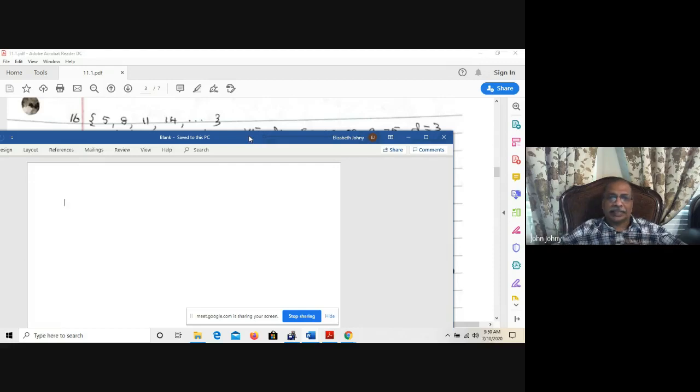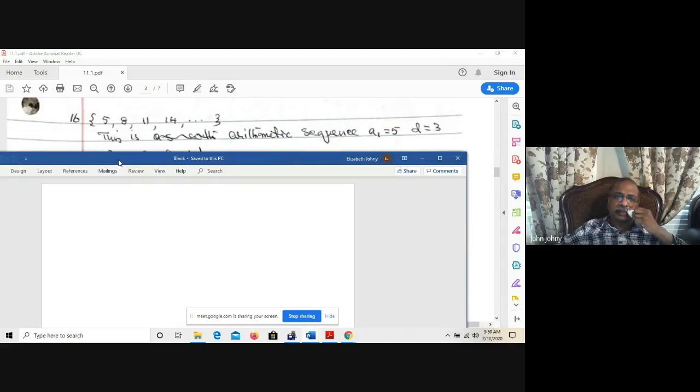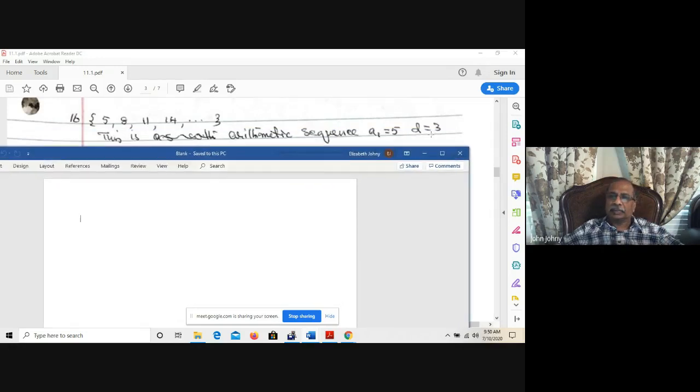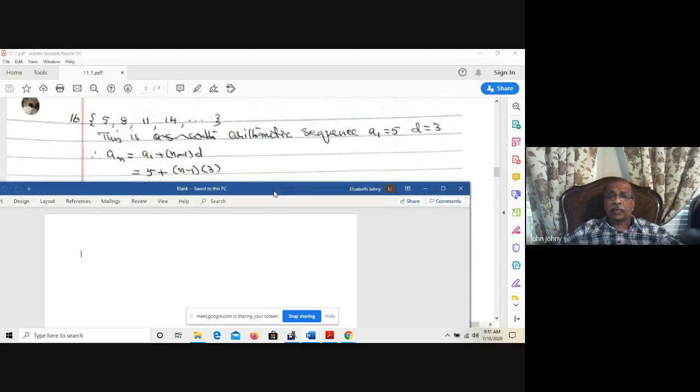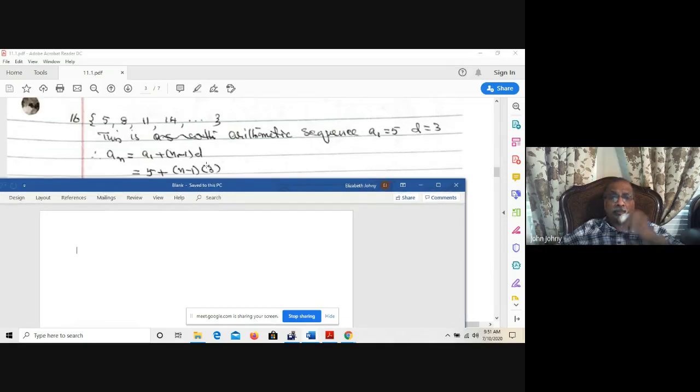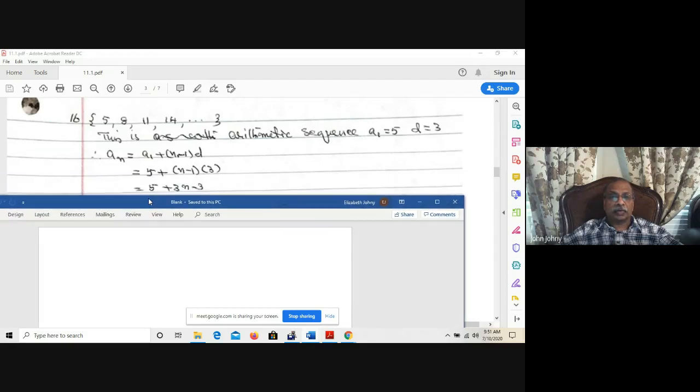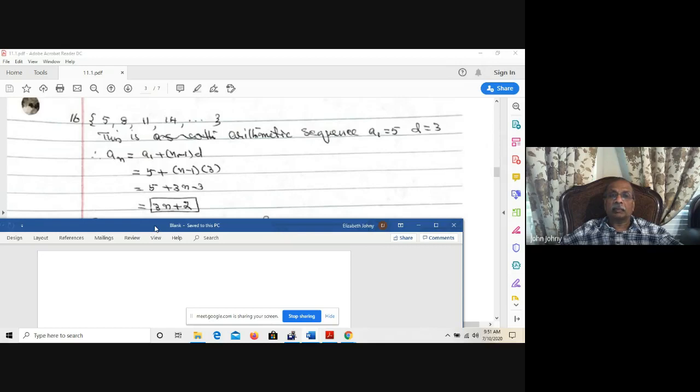5 plus 3 is 8, 8 plus 3 is 11, 11 plus 3 is 14. So this is an arithmetic sequence where the first term is 5 and the common difference is 3. The formula for the nth term is a1 plus (n minus 1) times d, as you recall from algebra. So a1 plus (n minus 1) times d is 5 plus (n minus 1) times 3, that is 5 plus 3n minus 3, that is 3n plus 2.